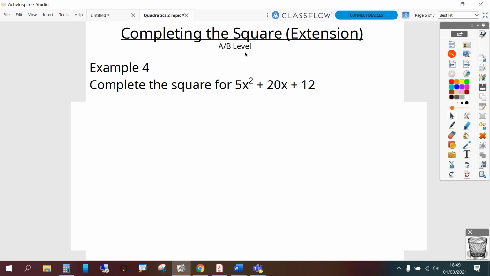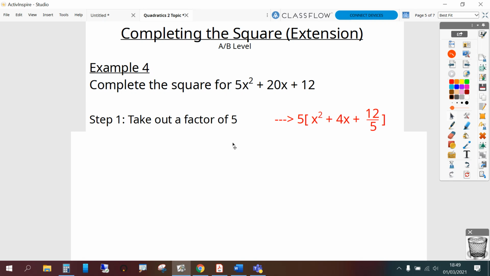Another type of AB question is when we've got a number before x squared. So when we've got a number before x squared, we can't just do the steps as before. We need to first of all take out a factor of 5, even if some of the numbers don't divide by 5. So 5x squared divided by 5 is 1x squared. 20x divided by 5 is 4x. And 12 divided by 5 we just write as 12 over 5.